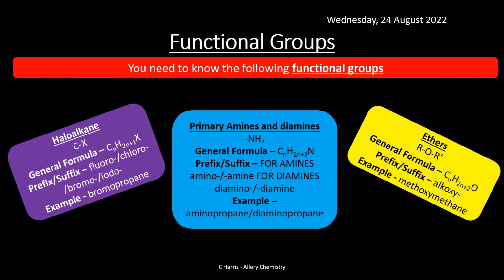Primary amines, diamines. You might see some of these as well. They've got an NH2 at the end of them. You probably call them amino or amine at the end. So for example, aminopropane, or diaminopropane, or you might even see it as methylamine. You might see amine at the end. So basically these have an NH2 group at the end of a molecule.